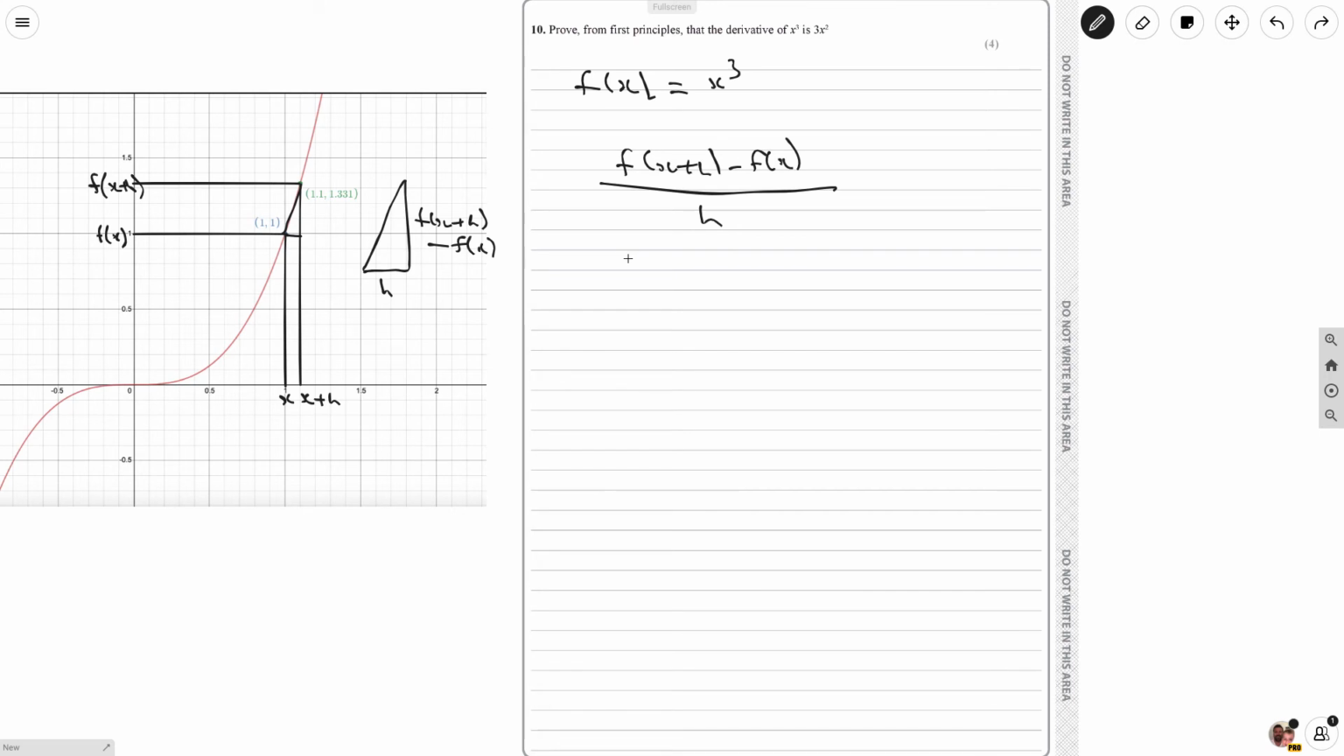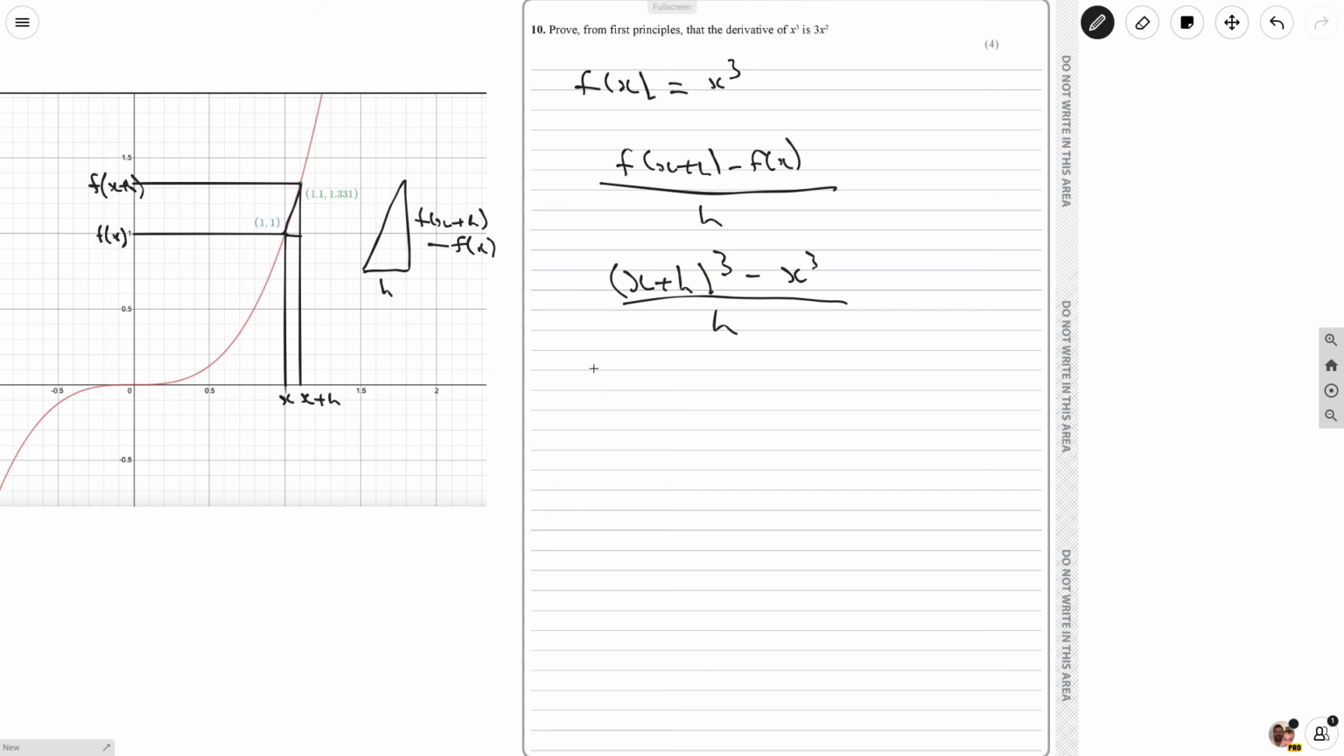Okay, so now we actually use the function that we're using in this question, which is x cubed. So the change in y is going to be x plus h cubed minus x cubed, and then all over this small change in x, h. Now we actually start doing the algebra. We need to expand x plus h cubed. Two ways to do that. You could just do it the long way, square it first and then multiply it by x plus h.